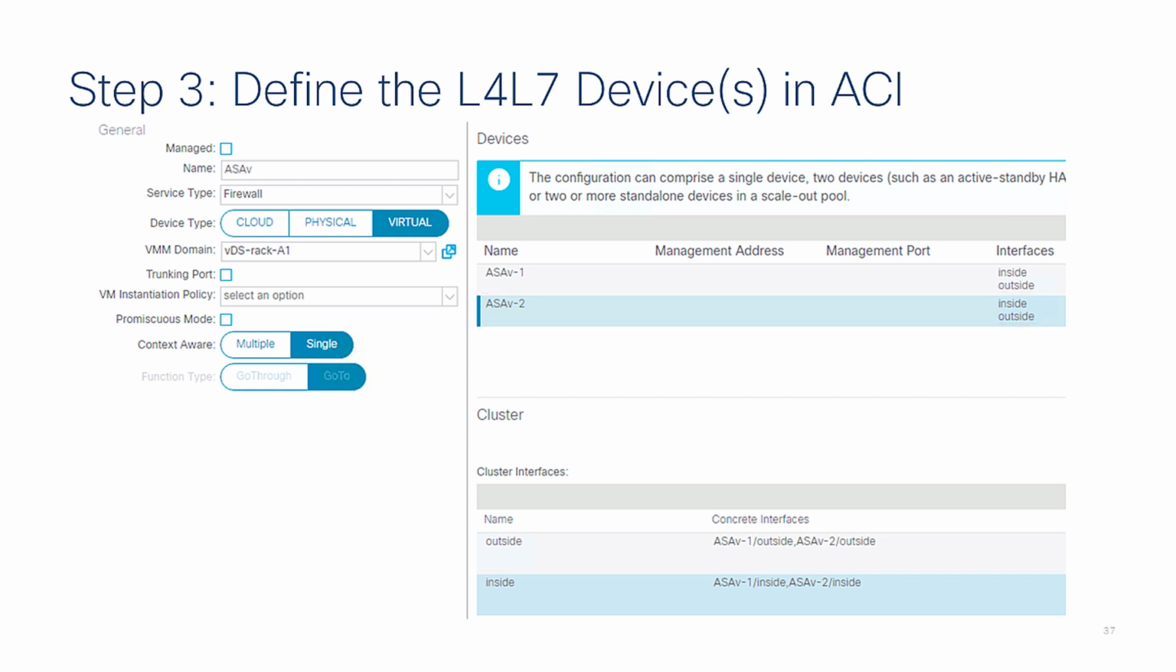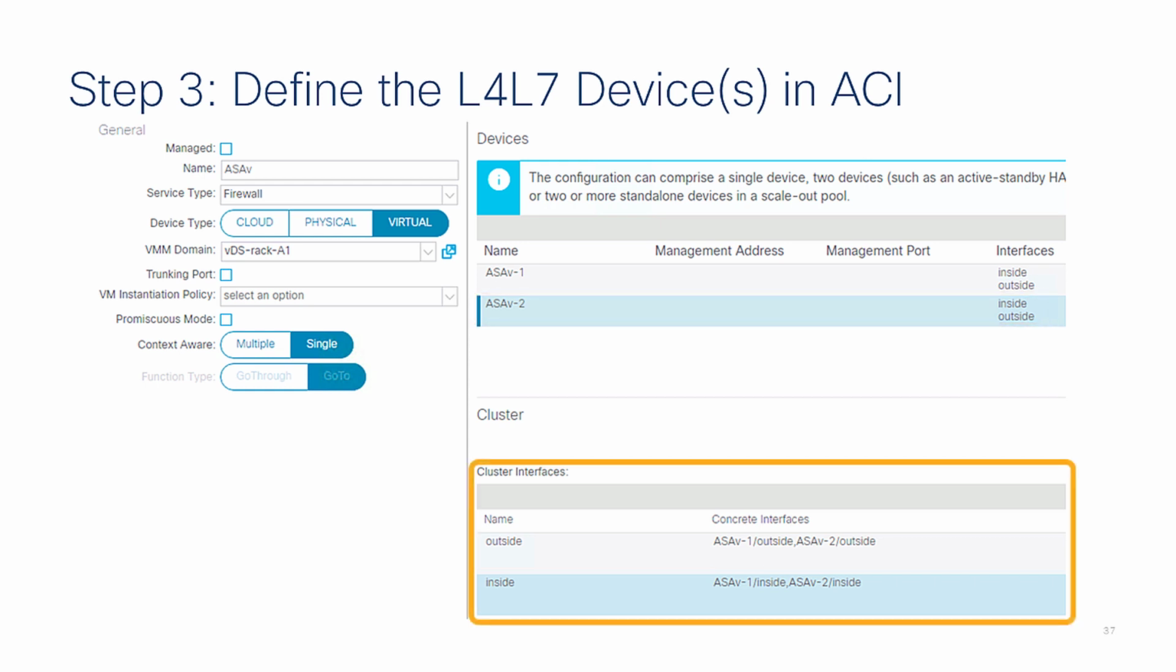And then these are the cluster interfaces. So in the configurations of the graph, you reference only the cluster interface, meaning the interface that represents both the outside interfaces of the 2 firewalls and the interface that represents both of the inside interfaces of the firewalls.